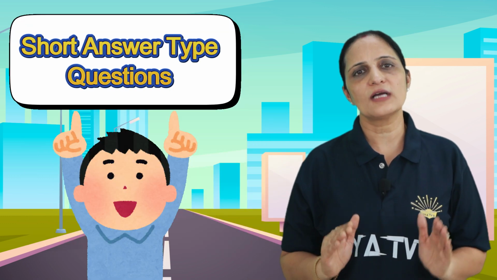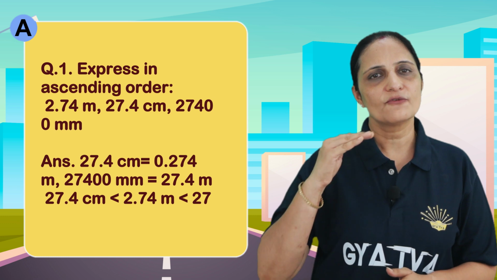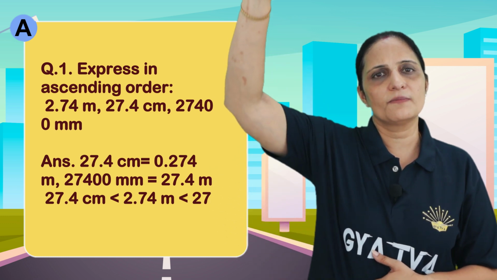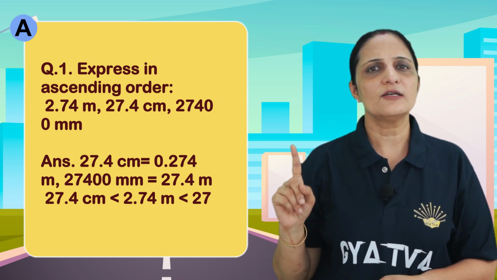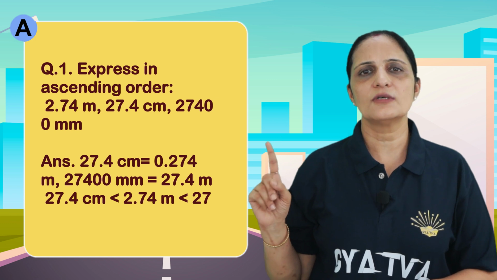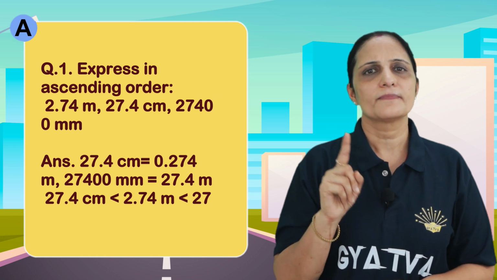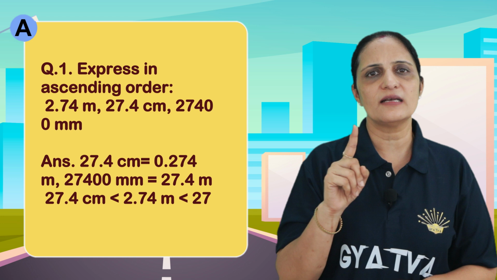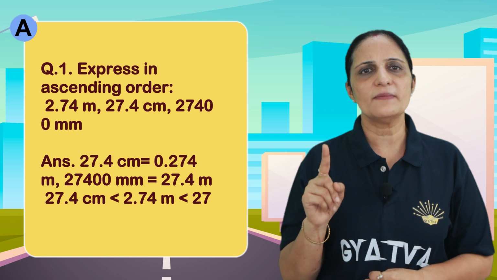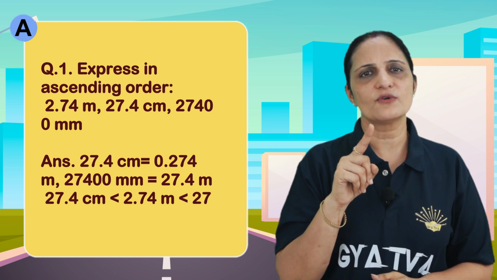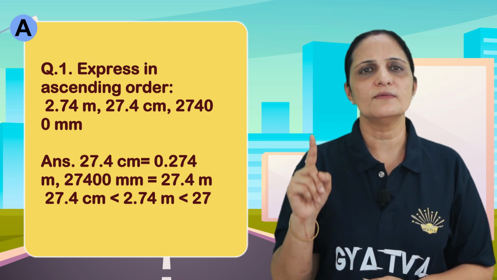Now we come to the short answer type questions. First is express in ascending order. Ascending means going from smallest to biggest. So you have 2.74 meter, 27.4 centimeter and 274,000 millimeter. So first you should convert all of them into similar units like meter, centimeter, millimeter. Smallest unit is millimeter. See, 27.4 centimeter is smaller than 2.74 meter, which is smaller than 274,000 millimeter.